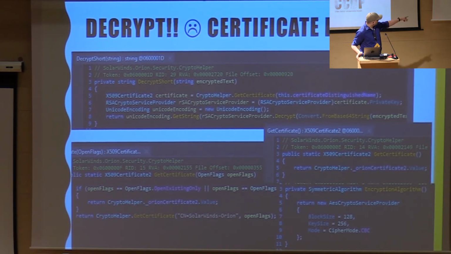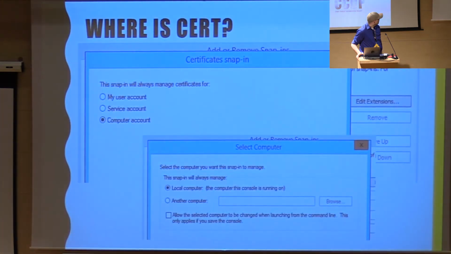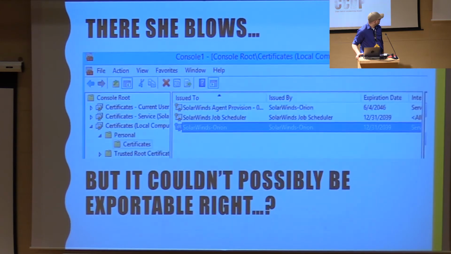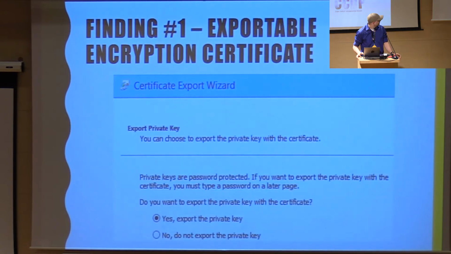So at the very bottom on the left, you see that the CN for the certificate is SolarWinds-Orion. So I started looking for the certificate, and I found it in the computer account. And there it is. But it couldn't be exportable, right? Like, no one makes it exportable, right? Because it would be bad if it was exportable, right? Oh, yeah.